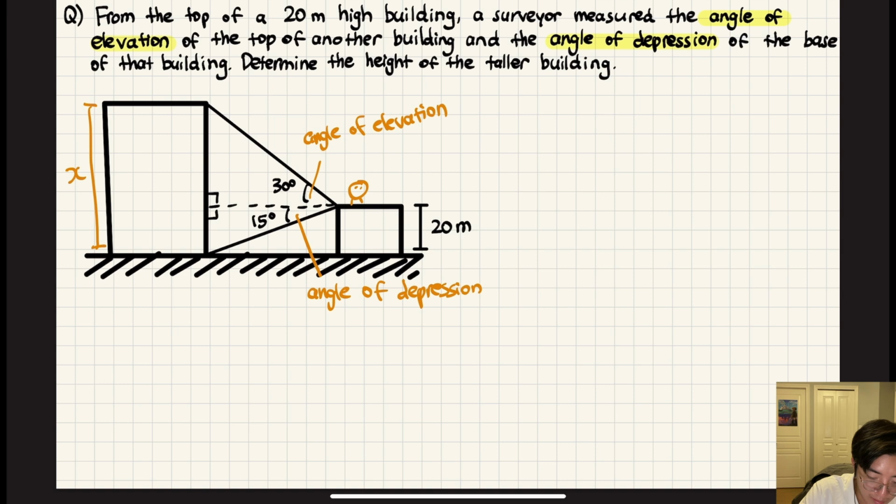For all word problems, we just have to draw it out. We already have a pretty nice diagram of it, so we'll just draw it out as a triangle to make it a bit cleaner.